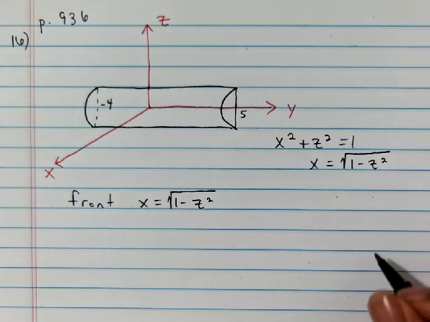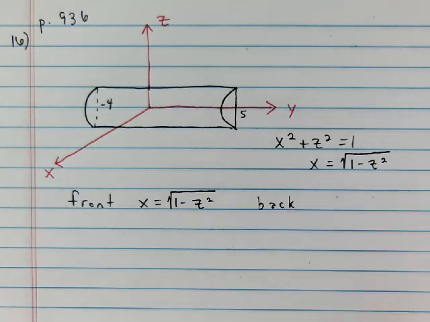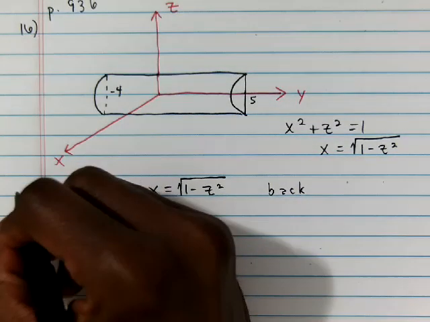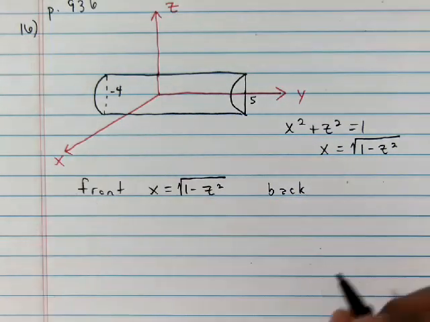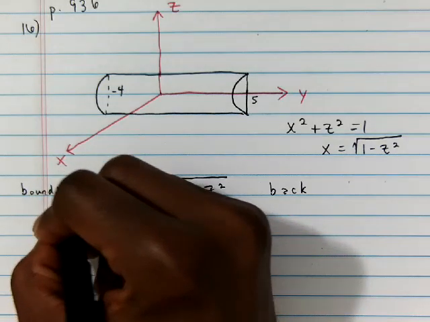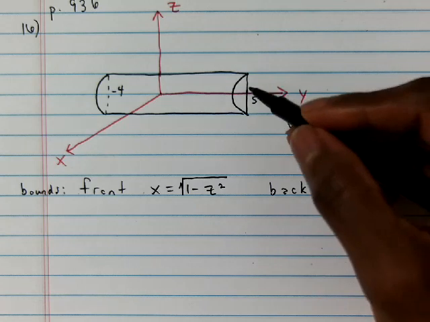And then our back. And remember, all this is bounds. We're not doing the integrand at all. They give us our integrand. So we're figuring out the bounds for all of this. So then our back is just going to end up being x equals 0.